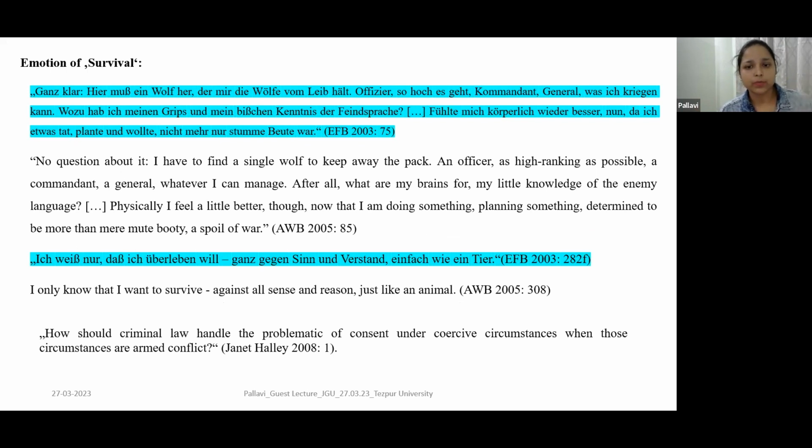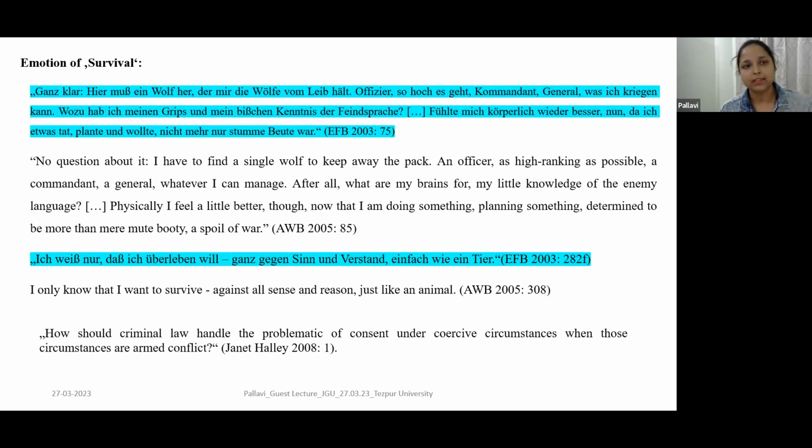So these are the quotes where she actually explicitly talks about it. And why have I written emotion of survival? Survival is not an emotion, actually, if you try to find it in the lexicon of emotions. But the diary drives us towards it, that it should be categorized as an emotion in this specific context.